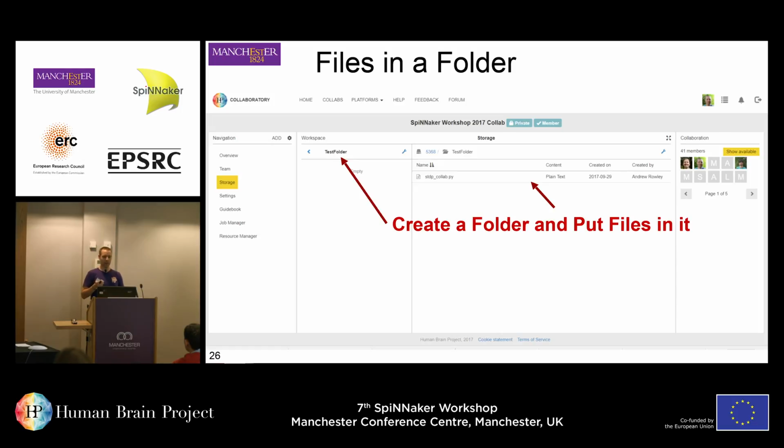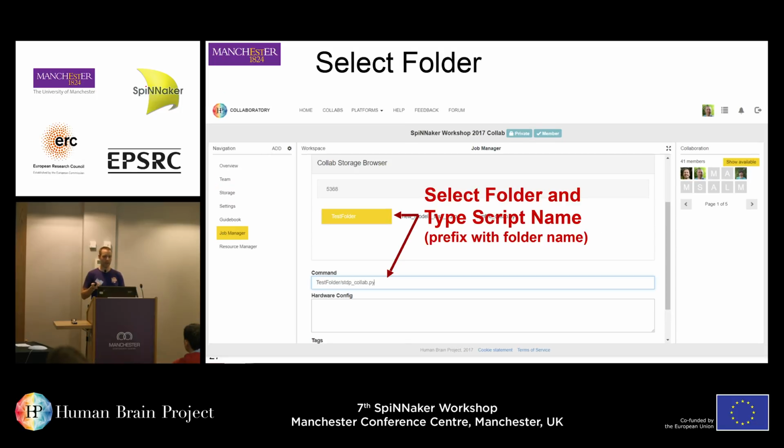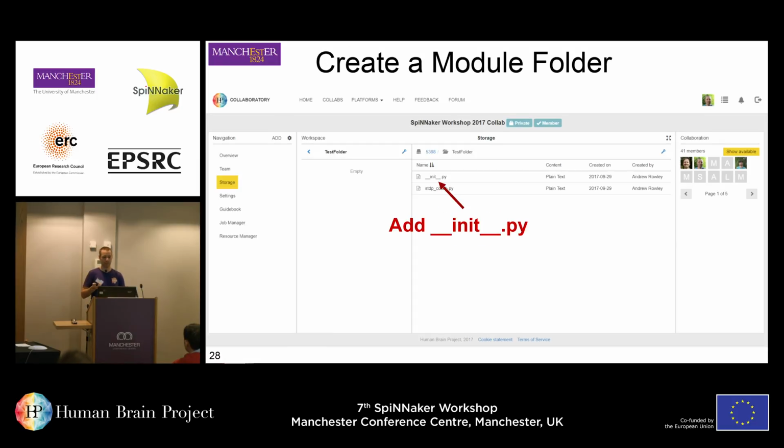Other things you can do with the Collab storage: you could create a folder in there and put some files in it. So you could put a list of files in, for example, rather than just a single file. You can then execute this in a similar way: you now select your folder instead of selecting the file to run, and you type in the name of the script that you're going to run with the folder in front of it. So that can also work.